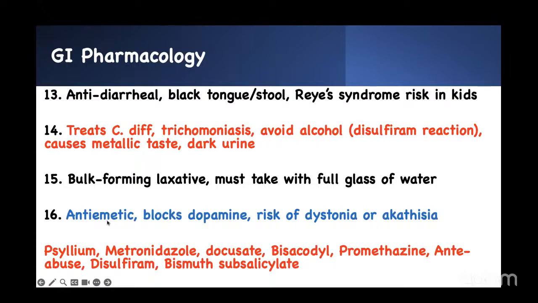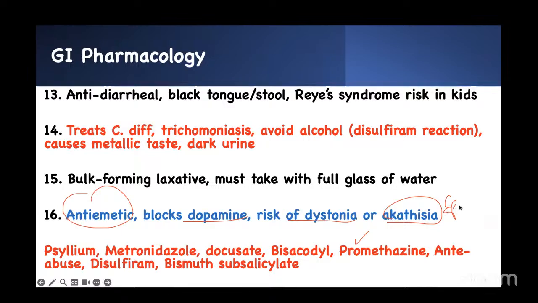It's an antiemetic. I use it for nausea. It blocks dopamine. Therefore, there is a risk of dystonia and akathisia. What do you think? It's an antiemetic. Look at it. Which one is antiemetic? I see promethazine here, right? That's the only antiemetic I see here. It blocks dopamine, and there's a risk of dystonia and akathisia.